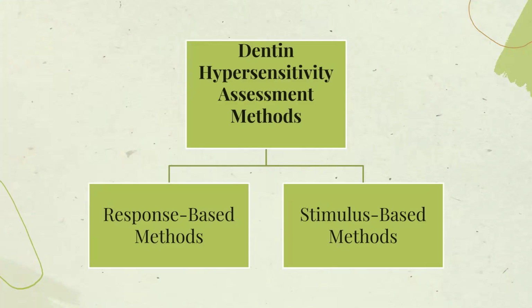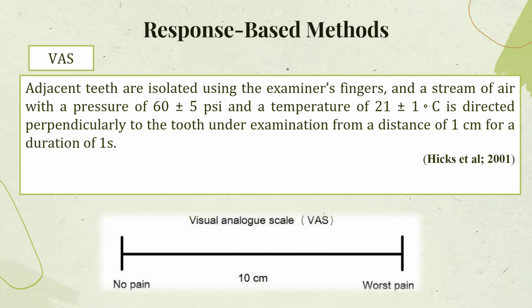It can be assessed by two methods, response-based methods and stimulus-based methods. Based on response-based methods, first one is visual analog scale. In this procedure, adjacent teeth are isolated using the examiner's fingers, and a stream of air with a pressure of 60 plus or minus 5 psi and a temperature of 21 plus or minus 1 degree Celsius is directed perpendicularly to the tooth under examination from a distance of 1 centimeter for a duration of 1 second.